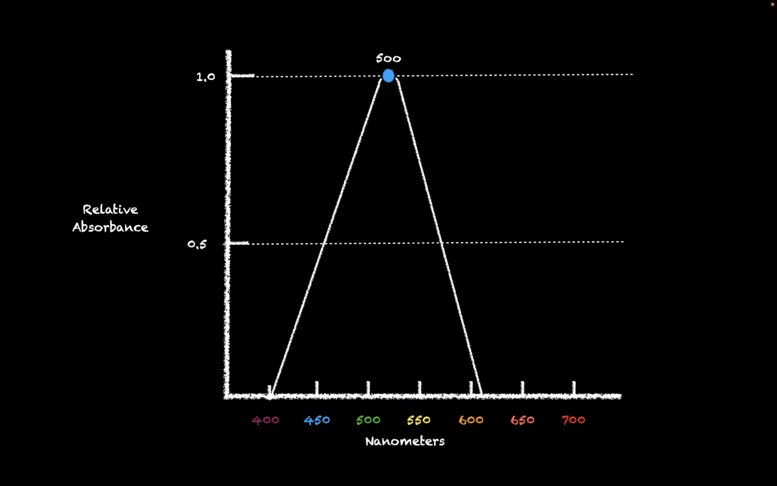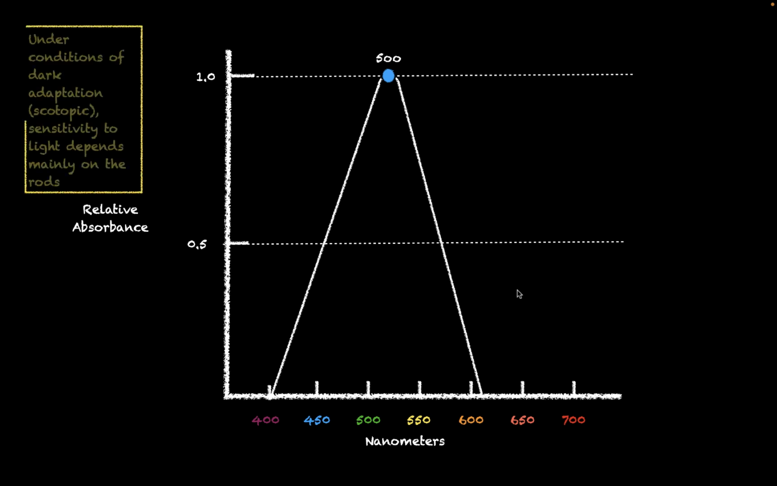So what does this absorbance spectra tell us? Well, it basically tells us that under conditions of dark adaptation, or scotopic conditions, sensitivity to light depends mainly on the rods. And if you watched my previous video, that should make sense. Because remember that when our eyes start to become dark adapted, the threshold of activation for the rods drops really low, which allows them to work well in the dark. And that's why we rely upon our rods more than our cones when we're in the dark. And this is what this graph is showing us here.